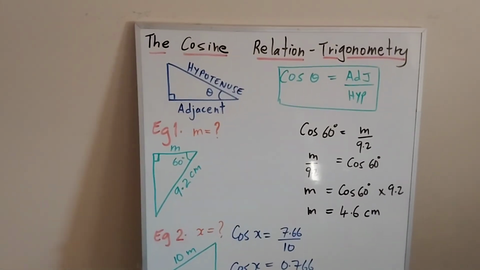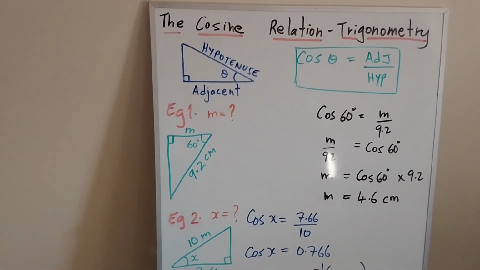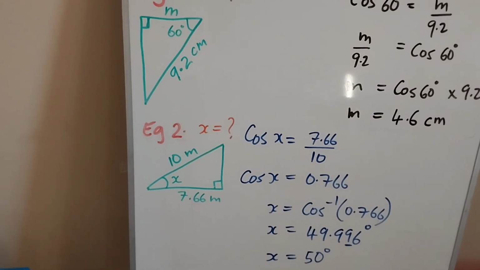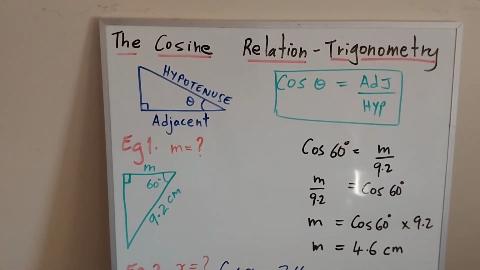So that is the cosine relation. And we have solved an example to find an unknown side and an unknown angle. So I hope you've learned about the cosine relationship over here and how to apply it.